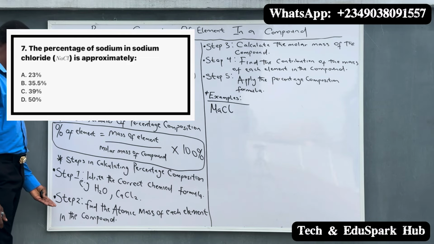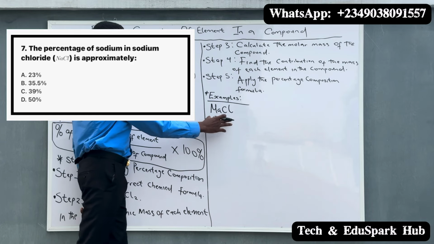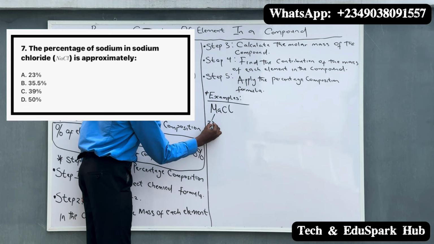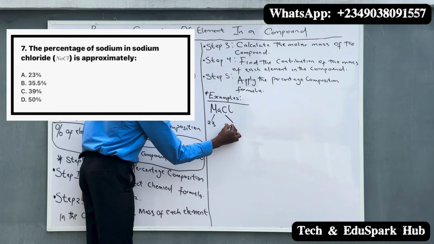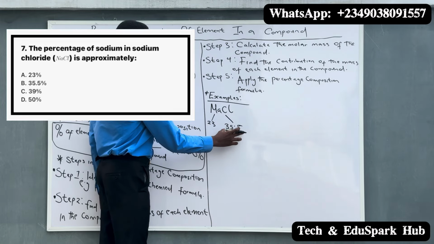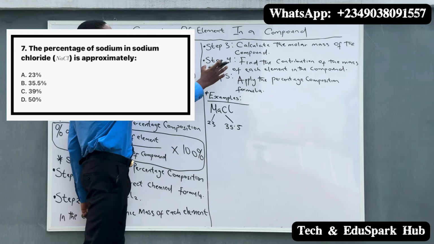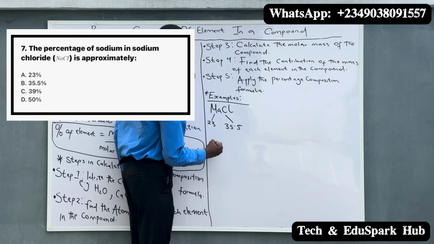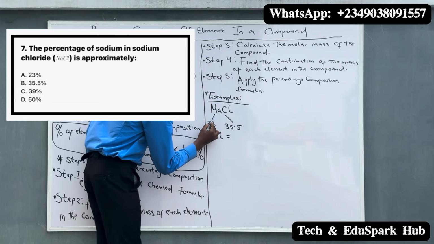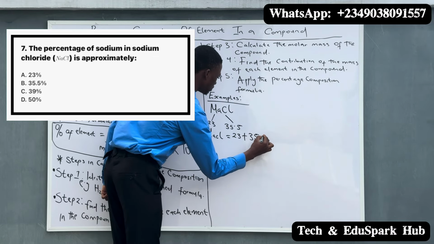So to the next step, find the atomic mass of each element in the compound. The atomic mass of sodium is given as 23 and that of chlorine is 35.5. So this is the atomic mass of sodium and this is the atomic mass of chlorine. Once you know that, move to the next step, which is to calculate the molar mass of the compound. So in order to calculate the molar mass of the compound, we have NaCl equal to 23 plus 35.5.